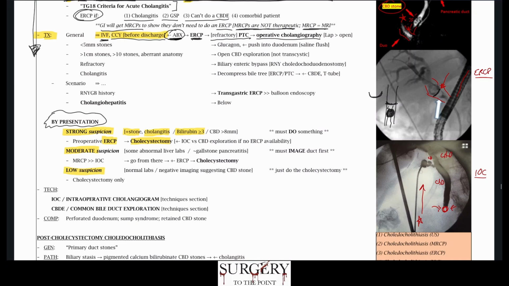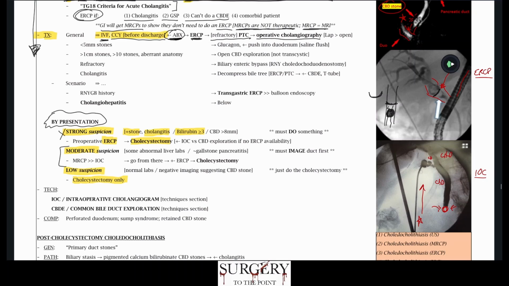Let's say you have a low suspicion. Well, if you have a low suspicion, maybe they had a stone and it was passed. Their labs are normal, they have negative imaging and so forth. Well, in that case, just do the cholecystectomy because the next time the patient comes to the ER, they could have legitimate cholangitis. So let's say, well, you're kind of on the fence.